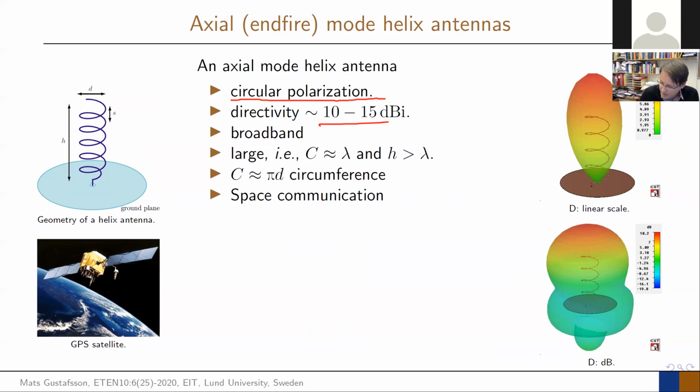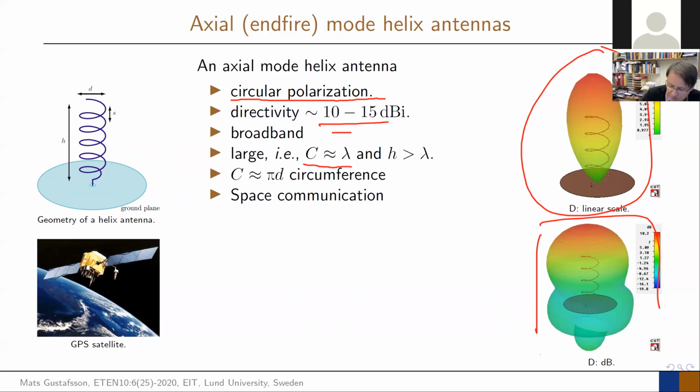You can see it in linear scale here. Very nice radiation pattern. The logarithmic scale down here looks slightly different because it depends on the range that you use to plot your dB scale. And this one, I think, is a 30 dB scale, probably. These antennas are actually fairly broadband, not extremely broadband, but they have a good bandwidth. And what's happening in these cases is that the circumference here has to be approximately the wavelength.